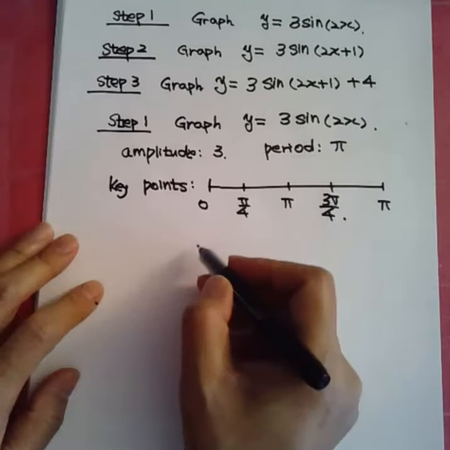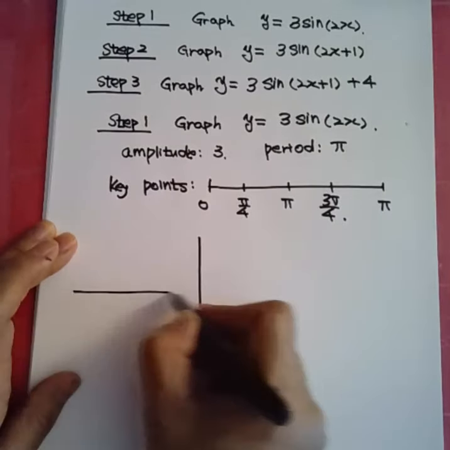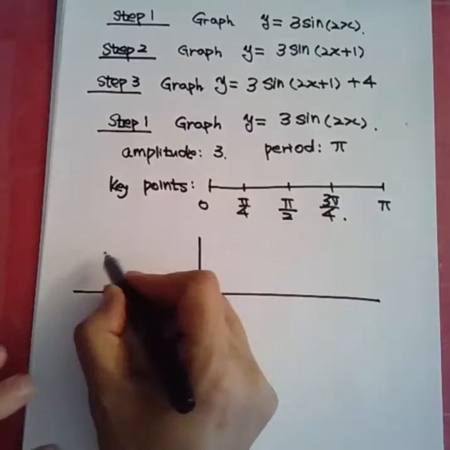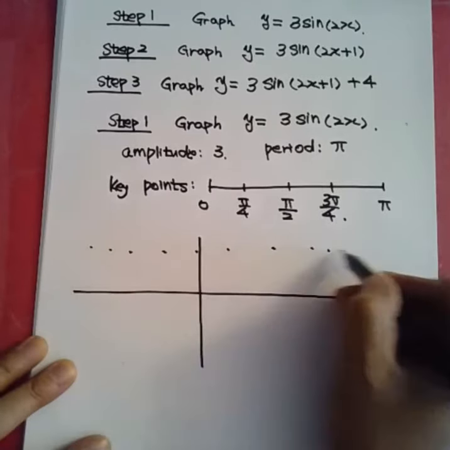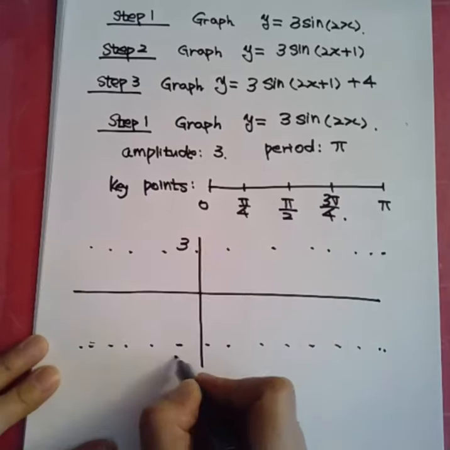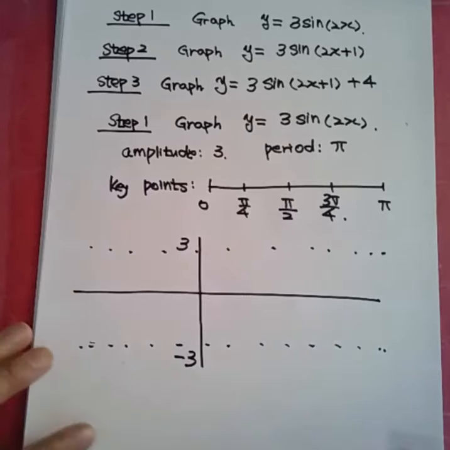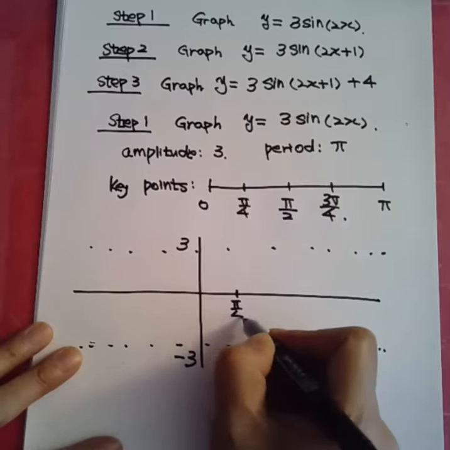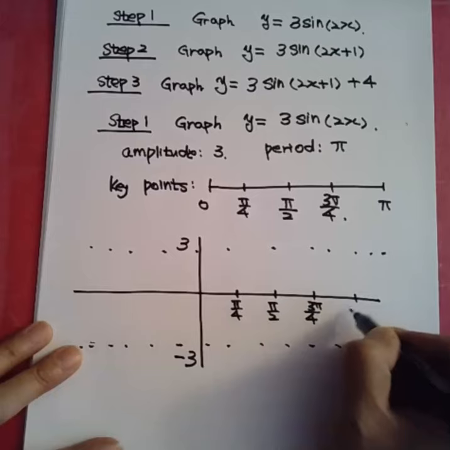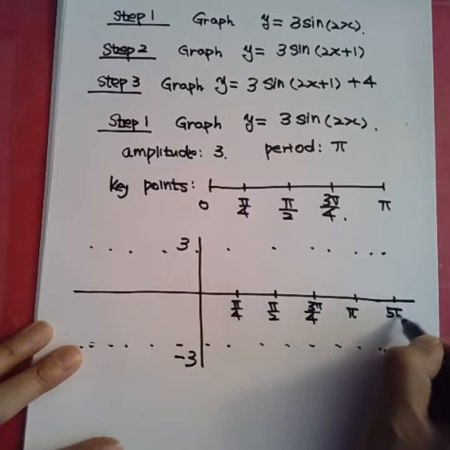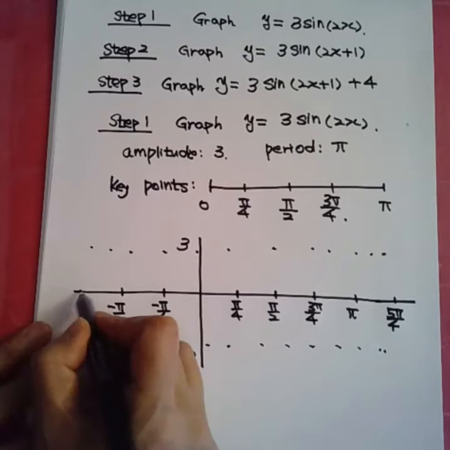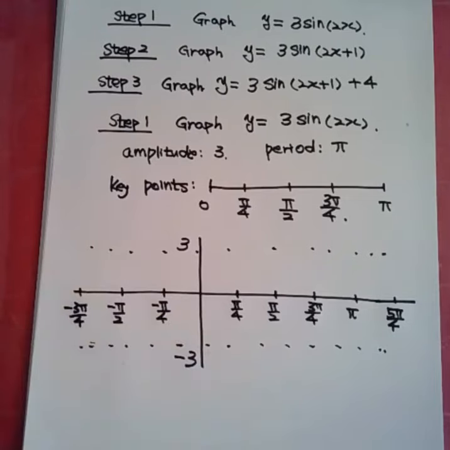Let's combine the information. This is pi over 2. The maximum is 3, minimum is -3, and benchmark happens every pi over 4, pi over 4, pi over 2, 3 pi over 4, pi, and so on. This one is minus pi over 4. This is minus pi over 2. This is minus 3 pi over 4. This is about the sine function.